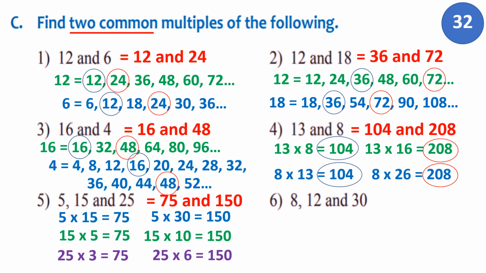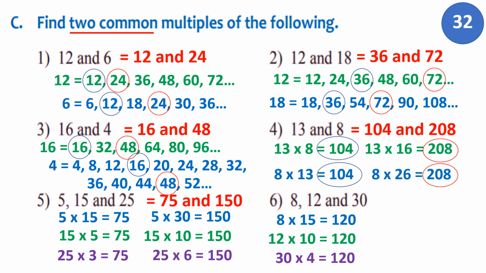Number 6. 8, 12, and 30. You find the common multiples of 8, 12, and 30. For 8, you multiply 8 times 15 is 120. 12 times 10 is 120, the same. 30 times 4 is 120. The first number is 120.